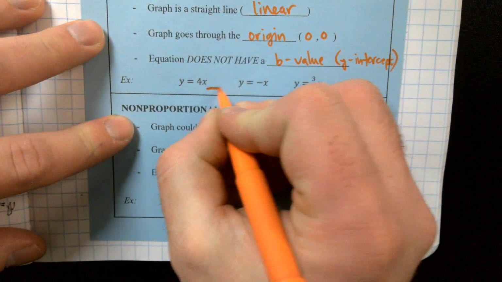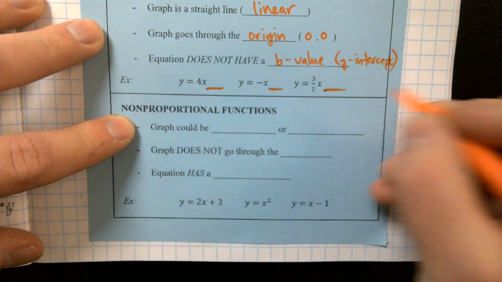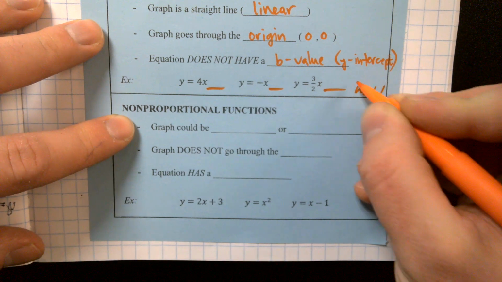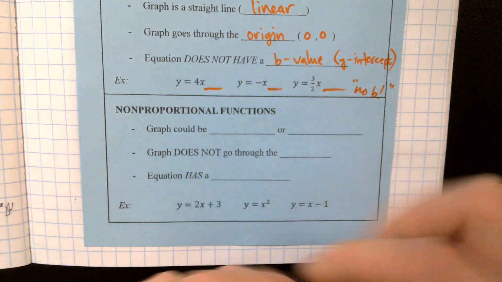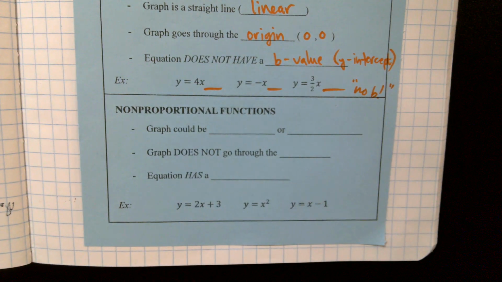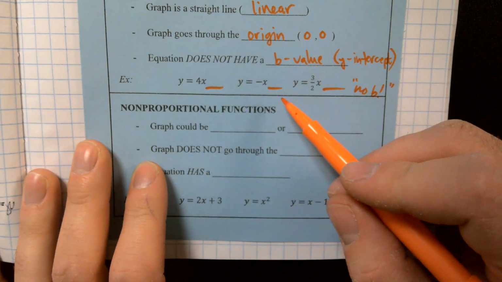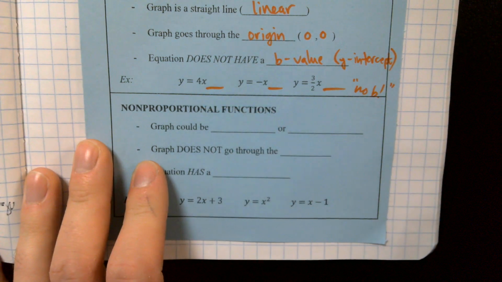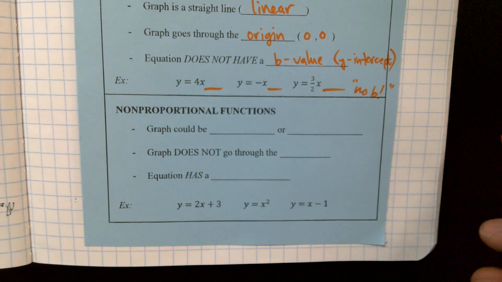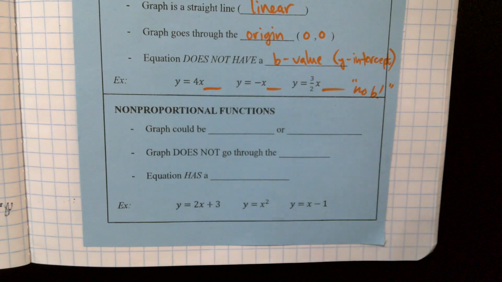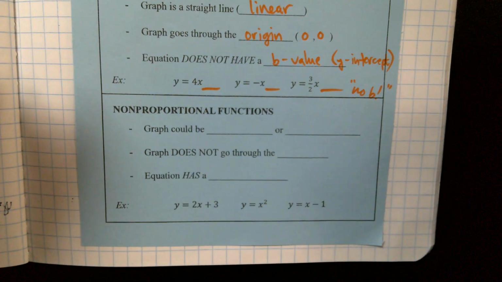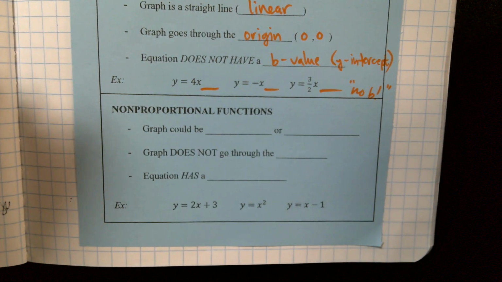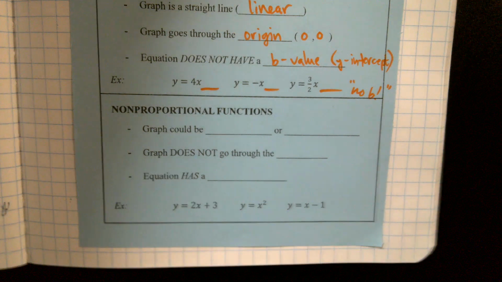All right, there's no b over here, no b on the end, no b. So if I'm looking at a graph, I need to see, is it a straight line? Does it go through the origin? But if I'm looking at an equation, I say, okay, there's got to be no exponents for it to be linear, and there's got to be no b value for it to be proportional. Is that all making sense so far? Okay, we got one more.